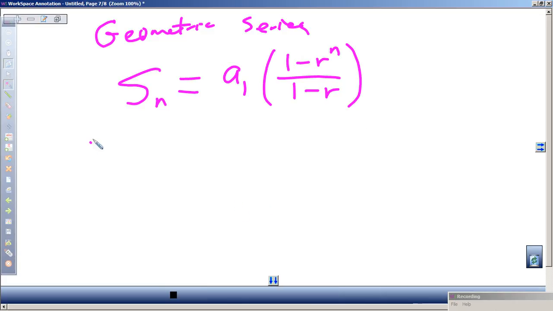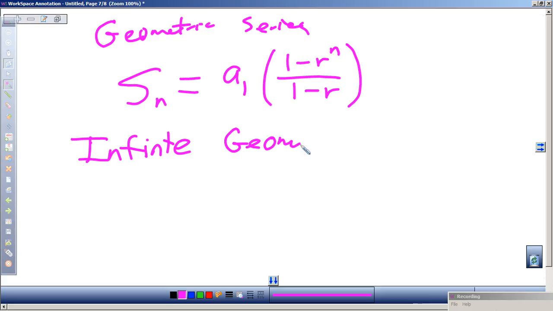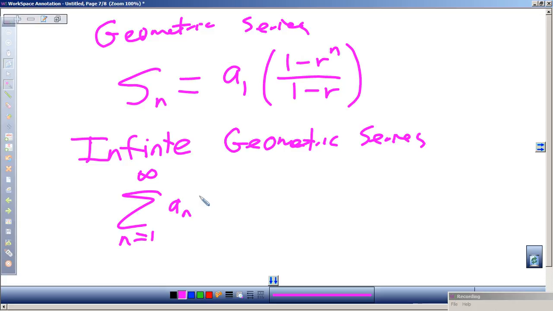We're going to add another thing up here. How about an infinite geometric series? So this is saying we're doing the sum from n equals 1 to infinity of a n. And I'm going to write this in the geometric series formula: A1 r to the n minus 1.